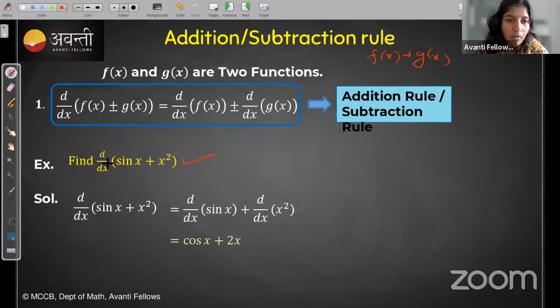Here we have an example too. We have d by dx of sin x plus x squared. We can write this as differentiation of the first function, that is sin x, plus differentiation of the second function, that is x squared. This is the first function, this is the second function. We can split it and write it. Now what is the differentiation of sin x? It's nothing but cos x. We have previously seen it, right? And the differentiation of x squared is nothing but 2x. We have seen this in the previous slides. Therefore, the differentiation of the whole function sin x plus x squared will be cos x plus 2x. So is it clear, the addition and subtraction rule? Any doubt in this? Okay, if there is no doubt, we'll move ahead.